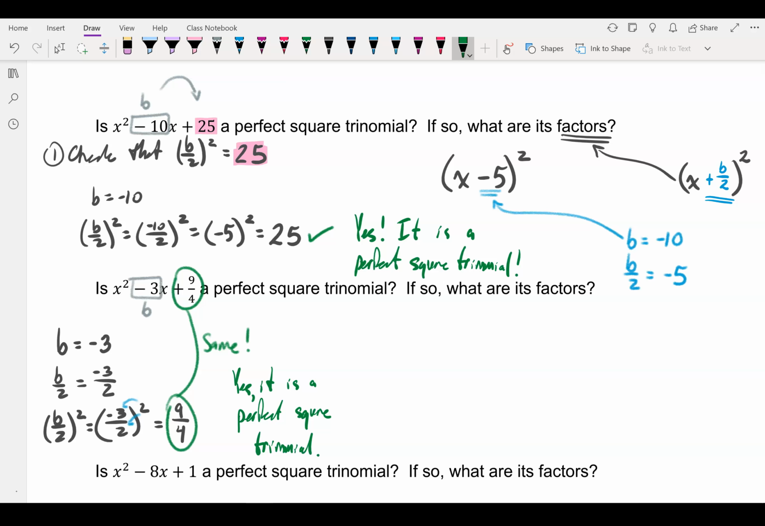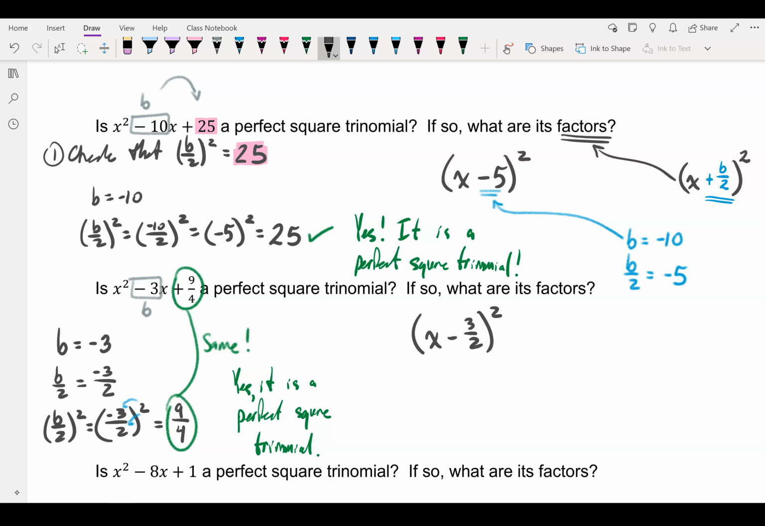Perfect. Excellent. If so, what are its factors? If you were listening before, the factors are really easy to get. It's (x minus 3/2) all squared. Now, how did I get that? What magic reason was I able to use to get that number without doing any work?